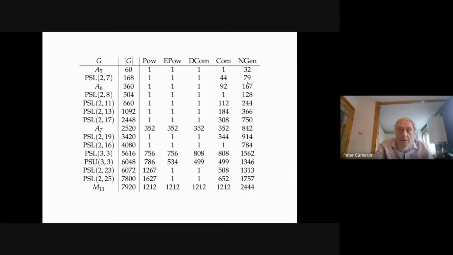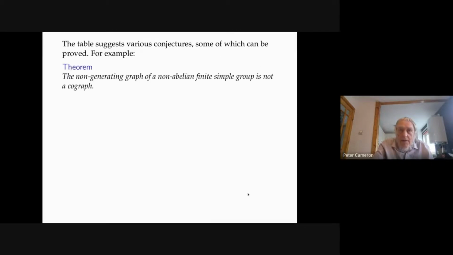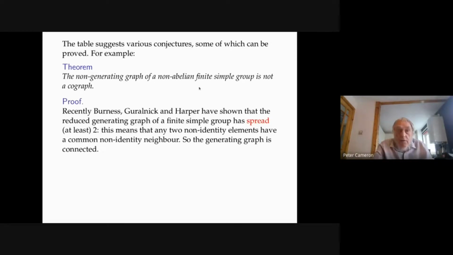But I'd just like to briefly say a word about the last column, the non-generating graph. You never get a one here, apparently. So you might conjecture that the non-generating graph of a non-abelian finite simple group is never a cograph. That's actually true. And the reason is because there are some big results that we can throw at it.